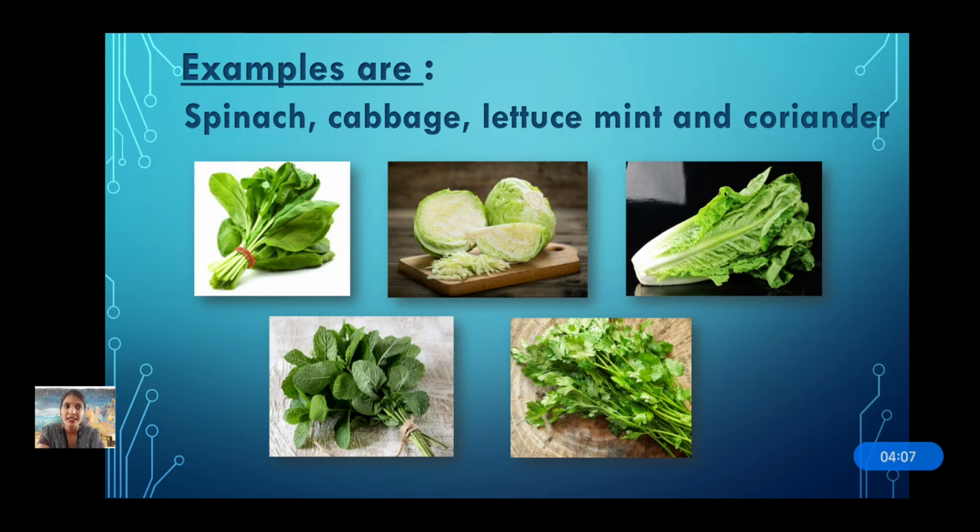And do you know what is lettuce? Yes, lettuce means when you eat burger, can you see few leaves in between? Yes, that is lettuce. Okay.